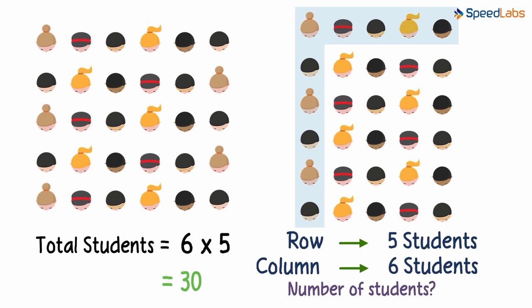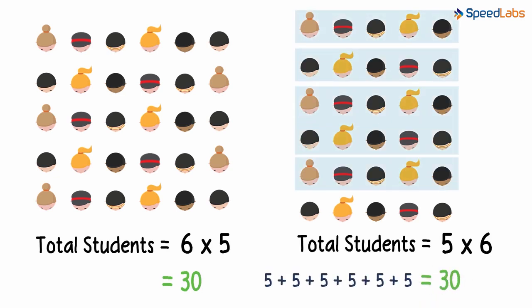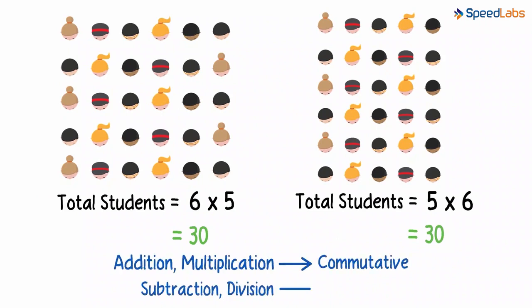The number of students will not change. In this case, the number of students is 5 times 6, which is equal to 30 again. The number 5 was added repeatedly 6 times. So this was about the commutative property of whole numbers. Addition and multiplication are commutative for whole numbers, while subtraction and division aren't.